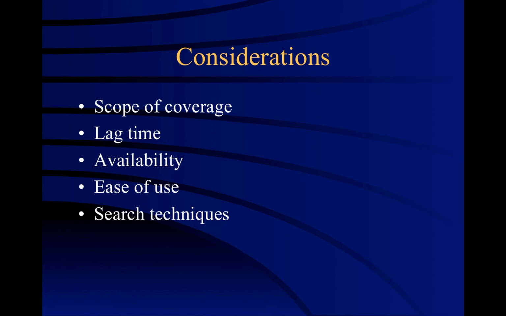The scope of coverage. This will vary across resources. Some databases will contain journals that relate to specific topics or subject matter, such as life science, biomedicine, pharmacy, medicine. It is important to make sure that the database you are searching contains the journals that relate to your topic. Additionally, some databases will only contain U.S. articles, while others will have international scope.